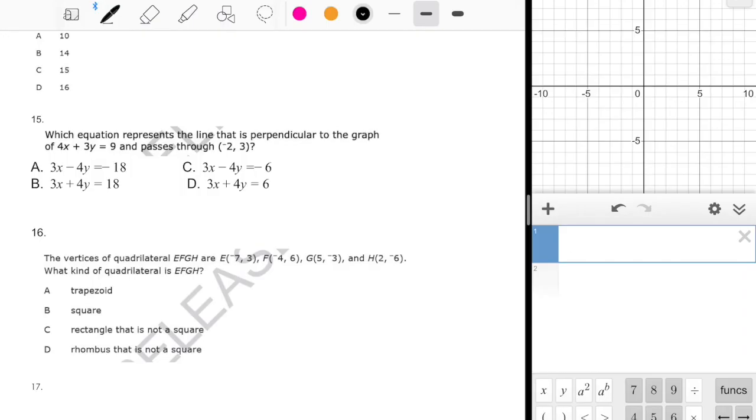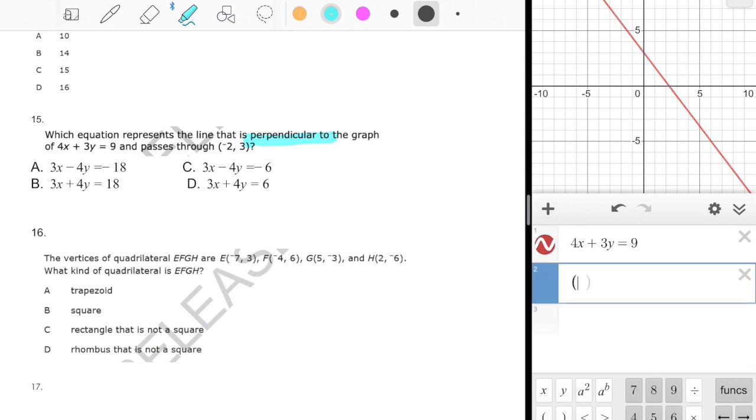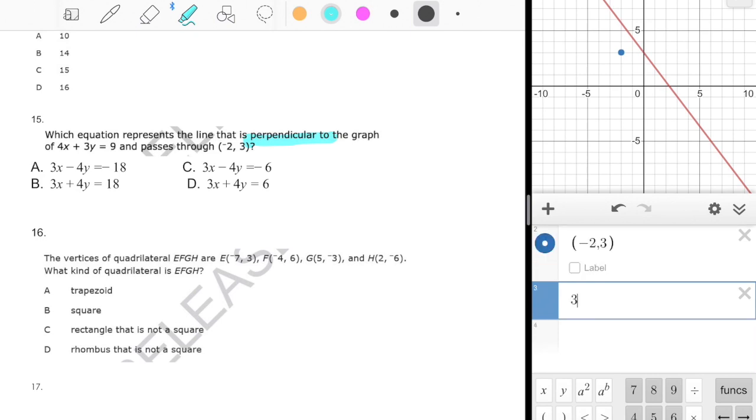All right, so for number 15, it says, which equation represents the line that is perpendicular to this graph and passes through this point? So we're actually going to do this one on Desmos this time, just so you can get some practice out of using Desmos if it's calculator active. So remember, to be perpendicular, that means it needs to intersect at a 90-degree angle. So what I'm going to do is I'm going to graph my original, and I'm going to graph my point. And when I look at this, I need to find a line that goes through that point and is perpendicular.